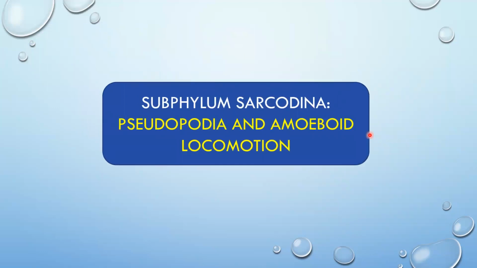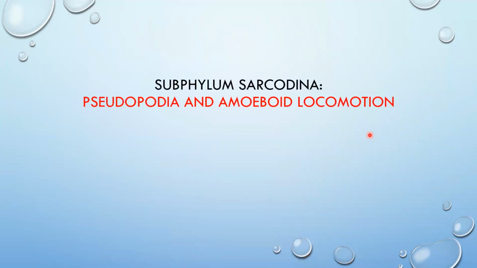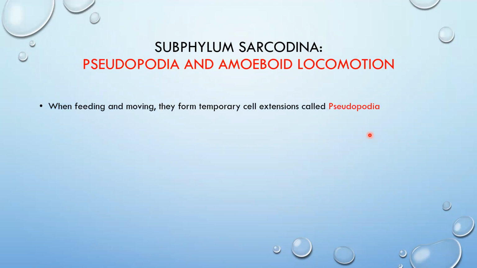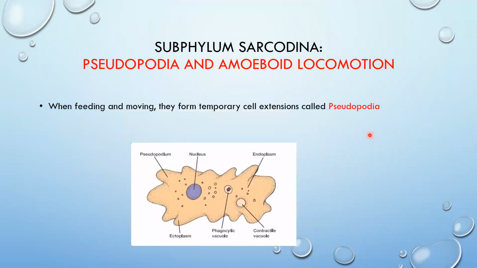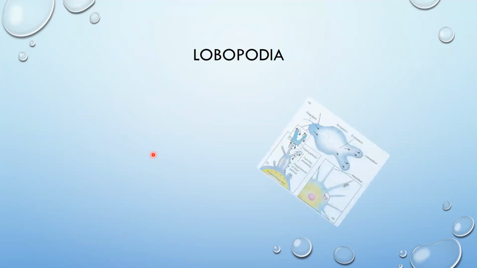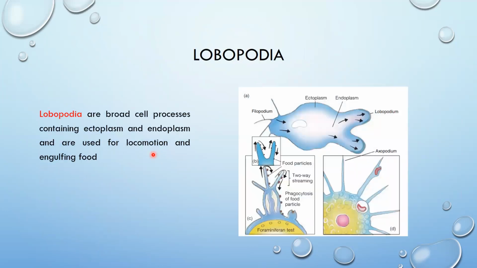Now, subphylum Sarcomastigophora. This one is the second subphylum of phylum Mastigophora. So these include the pseudopodia and the amoeboid locomotion. When feeding and moving, they form temporary cell extensions called pseudopodia, as you can see here in the diagram. Pseudopodia exist in a variety of forms: the lobopodia, filopodia, reticulopodia, and exopodia. Lobopodia are broad cell processes containing the ectoplasm and the endoplasm and are used for locomotion and engulfing food, as you can see here in the diagram.